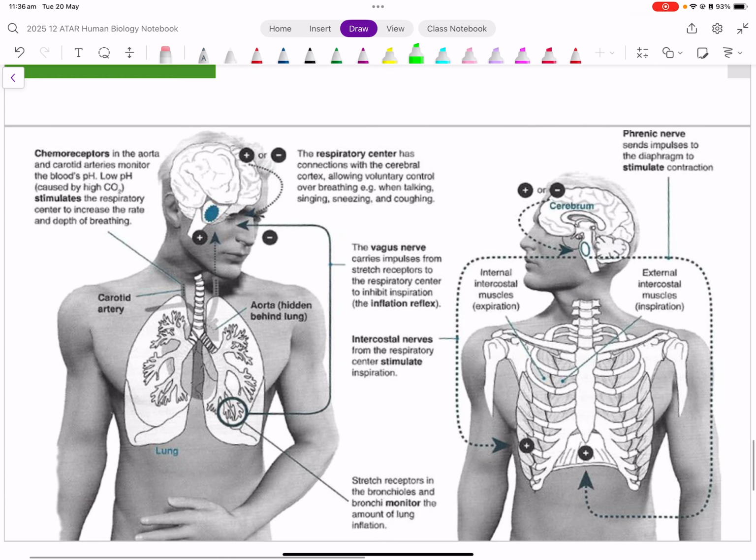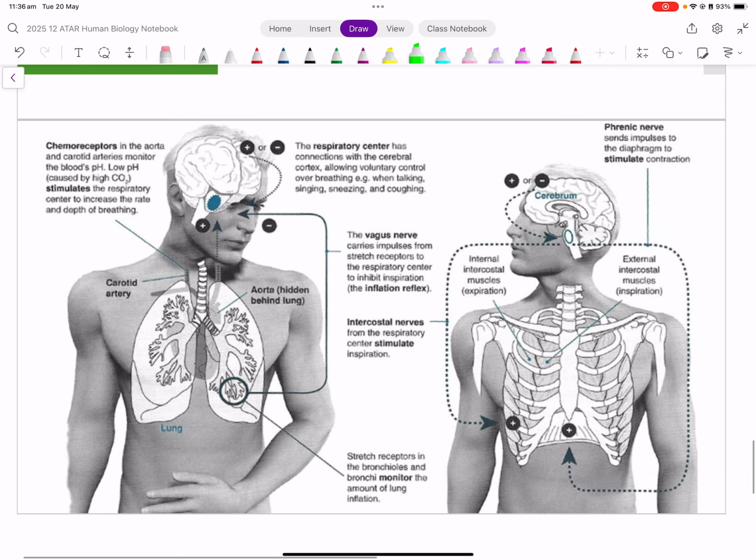As we jump on down, I found a little diagram here. This is just another version showing some of these different structures and what they're involved in. So number one, chemoreceptors and the respiratory center in the medulla oblongata. Secondly, we can also see the vagus nerve and the intercostal nerves and the phrenic nerve. So maybe we'll highlight all of these nerves in a slightly different colour to what we've got everything else going on. And these nerves are also really important.